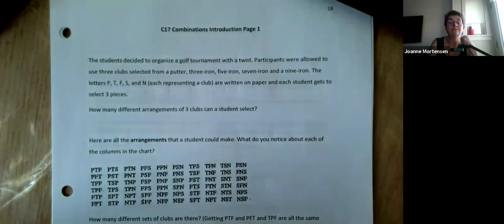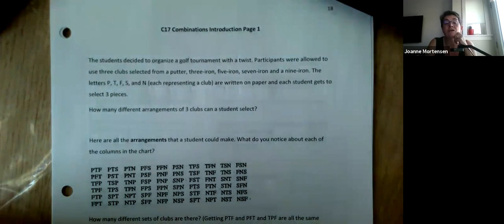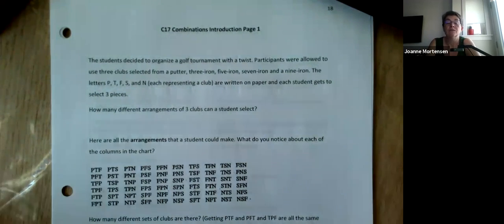So imagine, if you will, the students have decided to organize a golf tournament with a twist. Participants are allowed to use 3 golf clubs from a putter, a 3-iron, a 5-iron, a 7-iron, and a 9-iron. The letters P, T, F, S, N, each representing a club, are written on paper, and each student gets to select 3 pieces of paper. How many different arrangements can the student select?